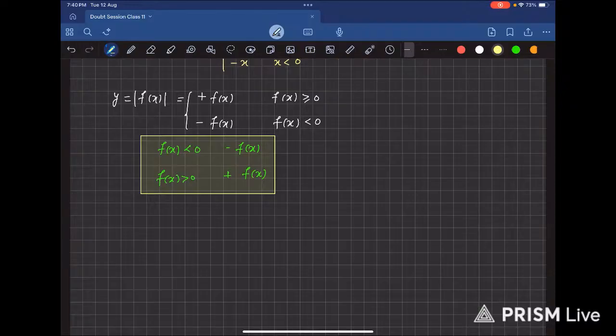Now we'll see the opening of function. Let us say we have f x is equal to mod x minus 3.